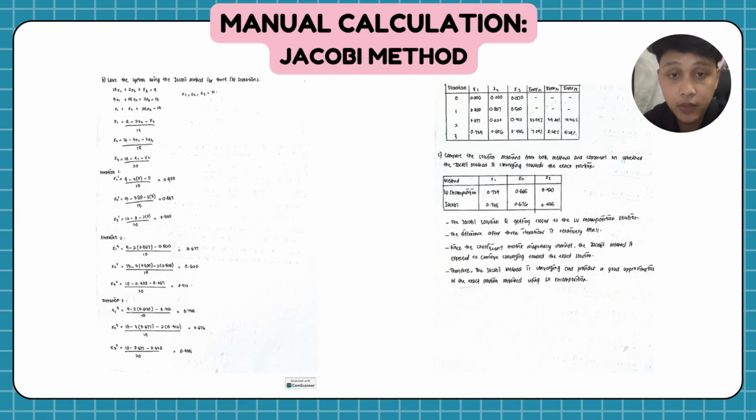Next, I will explain the Jacobi method. Each equation is rearranged so that one variable is expressed in terms of the others. The initial guess used for S1, S2 and S3 is 0. The calculation is performed for 3 iterations. As you can see, the results for the first, second and third iterations are in the slide. The errors also decrease with each iteration, indicating that the solution is moving closer to the exact value.